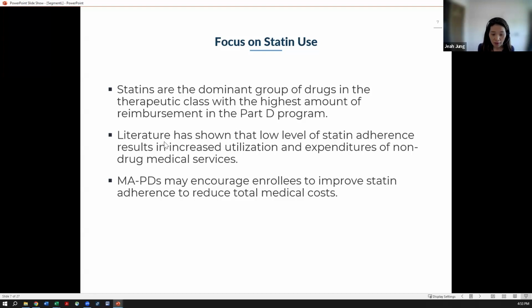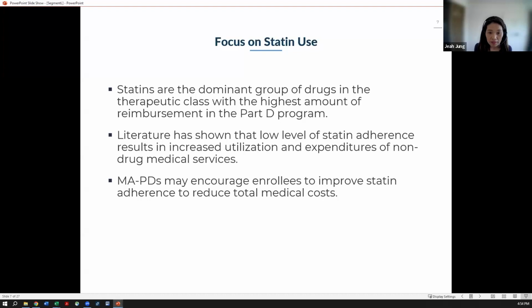And also we have literature that shows that a low level of statin adherence can increase utilization and expenditure for non-drug medical services, such as hospitalization or ED visits. So MAPDs may actually encourage their enrollees to improve statin adherence in order to reduce total medical costs on the A and B side. All right.